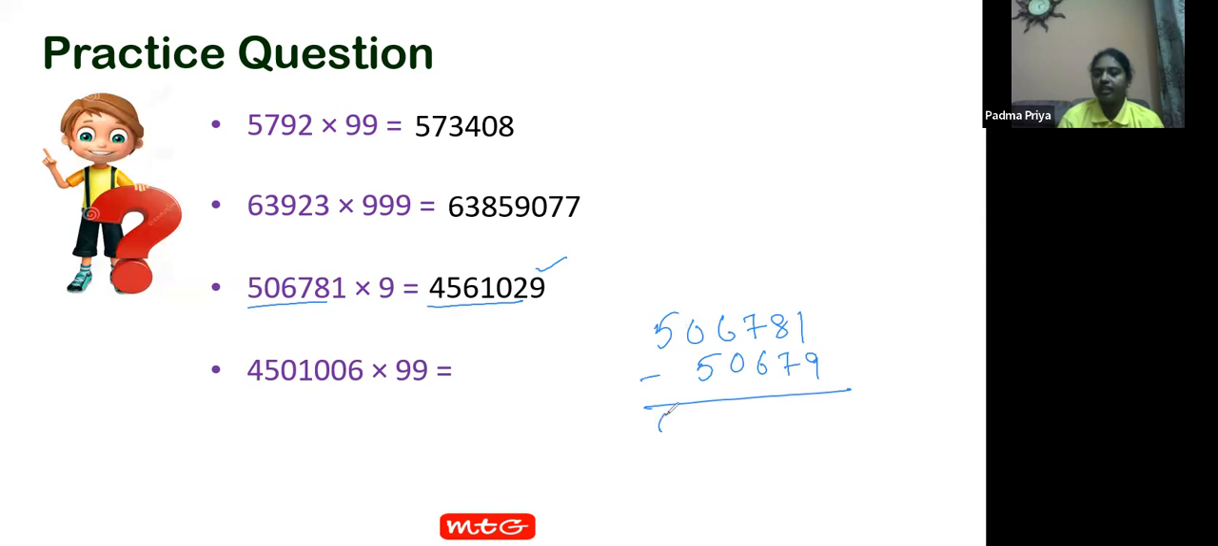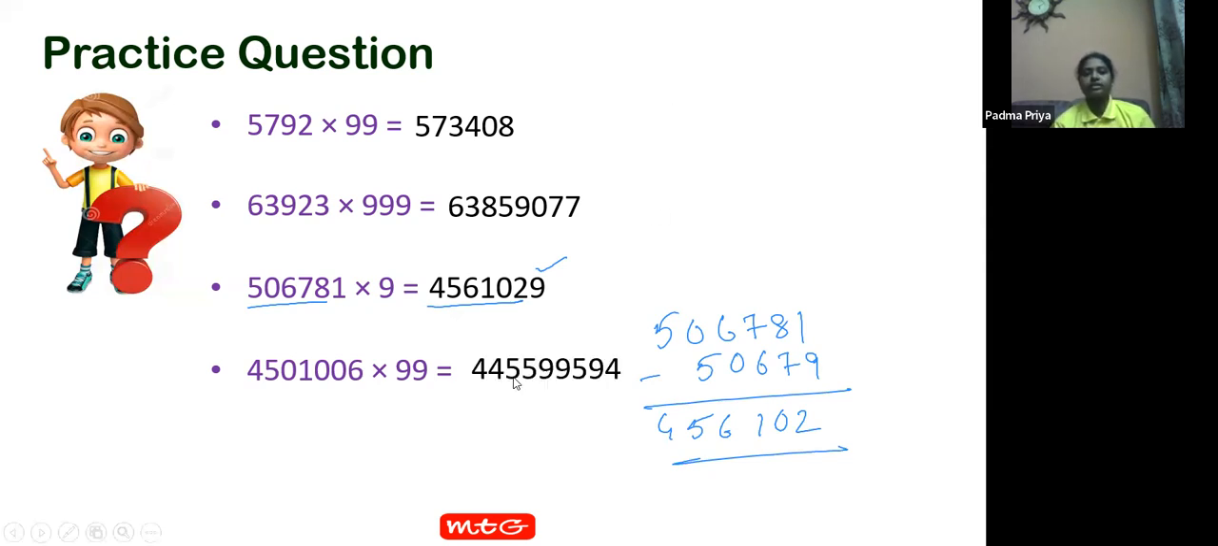So this is 5, I can't write it 5, 4. So 10 minus 5, 5. And 6 minus 0, 6. And 7 minus 6, 1. 8 minus 7, 1. I'm not writing 1 because I need a carry forward. 11 minus 9, 2. The same is on the screen.